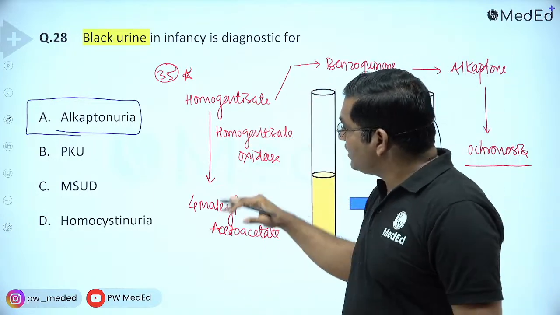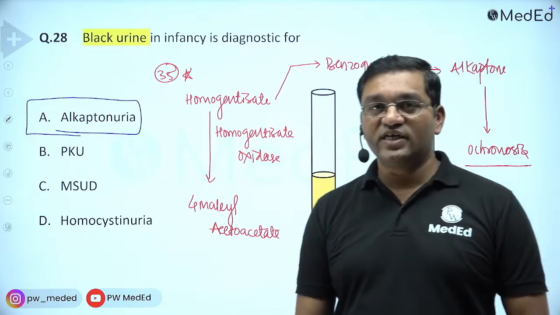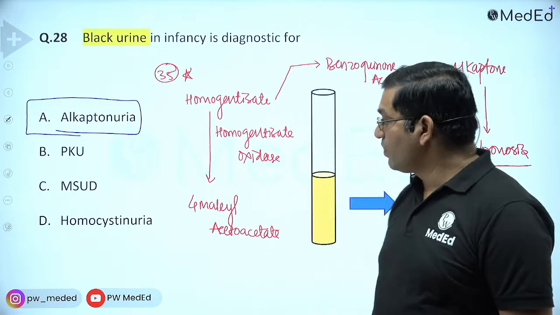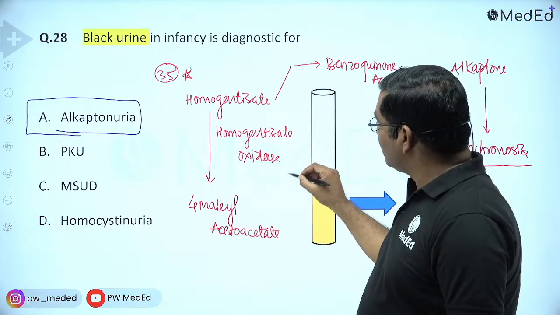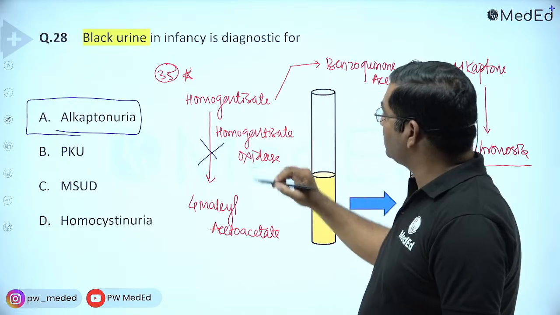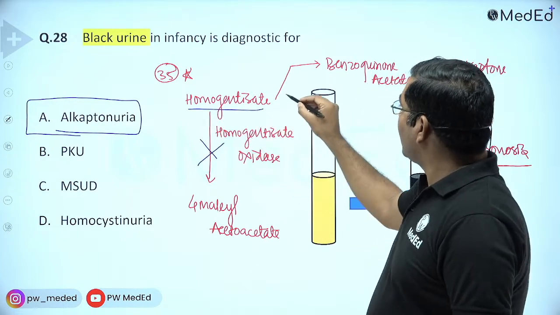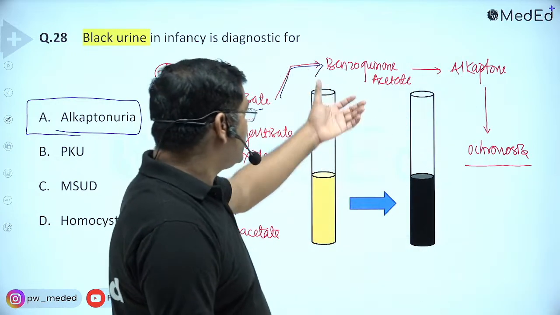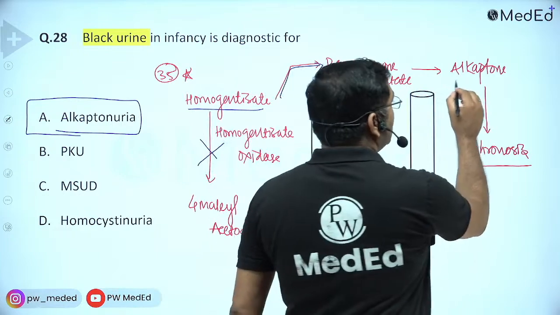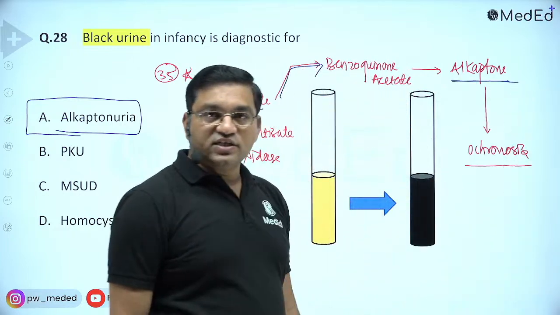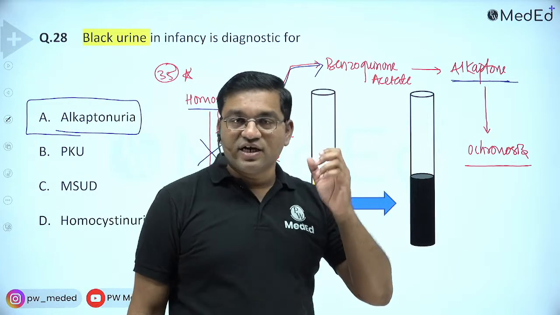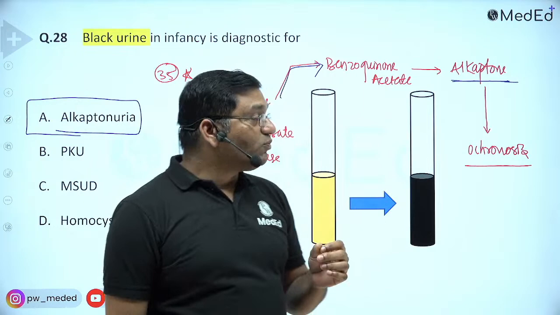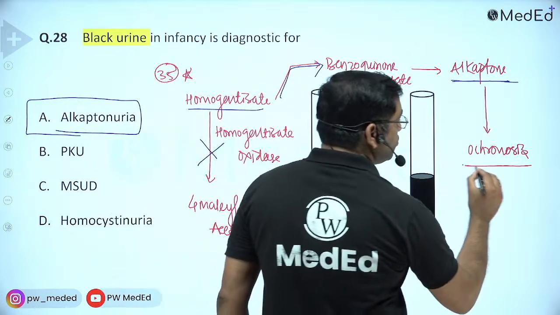This is an intermediate step in the phenylalanine and tyrosine metabolism in which homogentisate is converted into 4-maleylacetoacetate. For this conversion, homogentisate oxidase is required. If this reaction is blocked, this homogentisate is diverted for the production of benzoquinone acetate. On polymerization, this benzoquinone acetate gives alkaptone, and deposition of alkaptone in various tissues, particularly cartilage, ear cartilage, nose cartilage, forehead. The deposition causes the condition that is known as ochronosis.